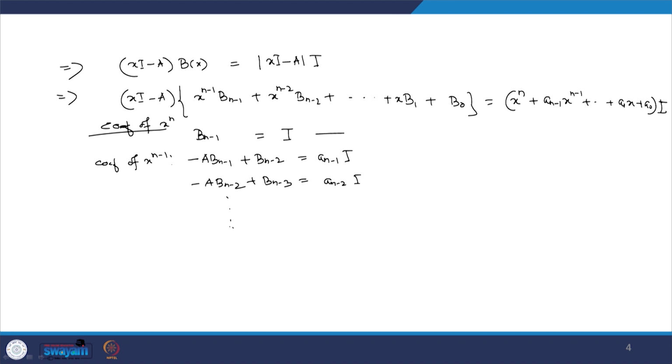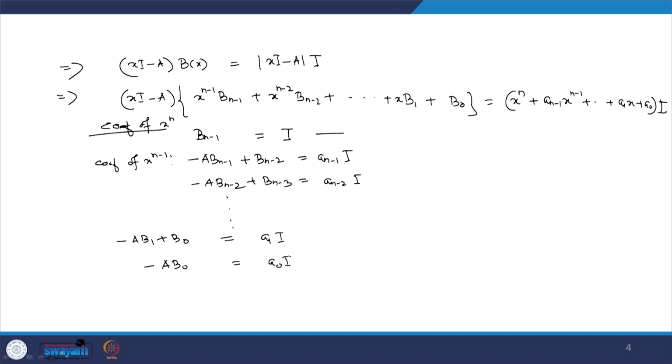Coefficient of x will be, here I am getting minus A B_0, then minus A B_1 and plus B_0. So, this will be equal to A_1 into I. And the coefficient of x to the power 0 is equal to how much? Minus A B_0. So, this is equal to A_0 into I.